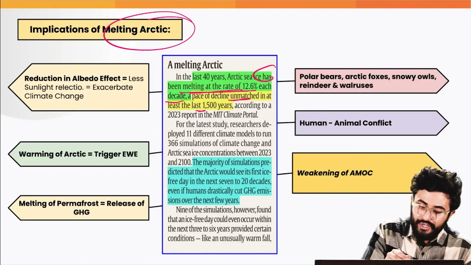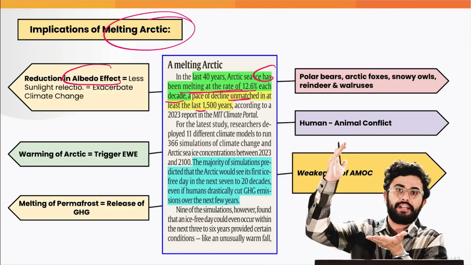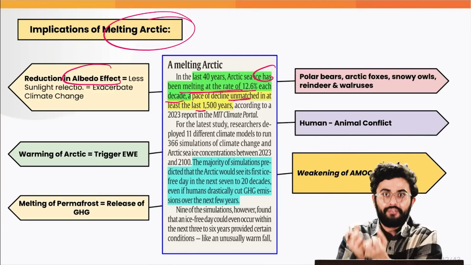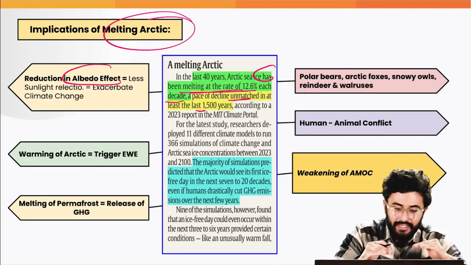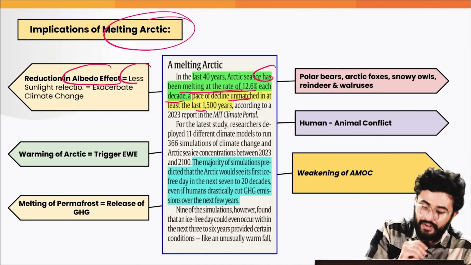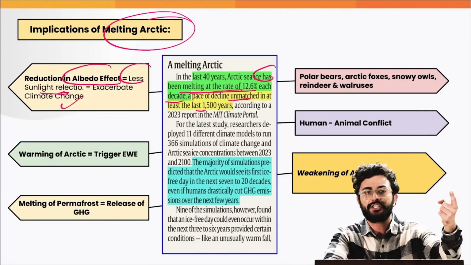For example, it is going to reduce the albedo effect which ice has, where it reflects sunlight, so it does not trap the heat of the sunlight within the earth. But if the albedo is declining because of the melting of the ice, less sunlight reflection will take place. So that will obviously lead to much more trapping of heat and exacerbation of climate change.